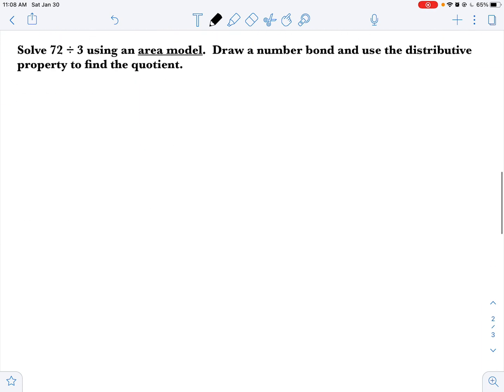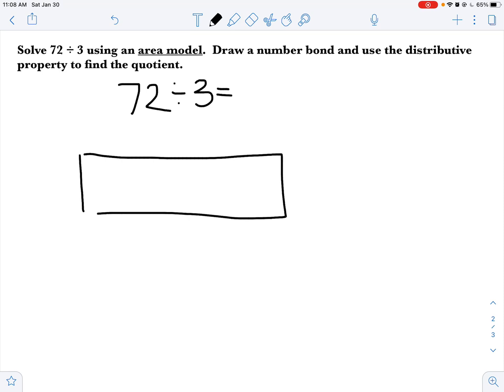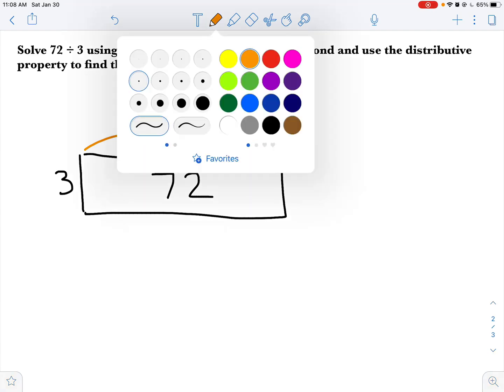Let's take a look at the last one, 72 divided by 3. Again, using an area model, so I'm immediately going to draw my rectangle. 72. 3 is a side length. Looking for this guy right here. What is that long length going to be? I'm going to set up my number bond, 72.